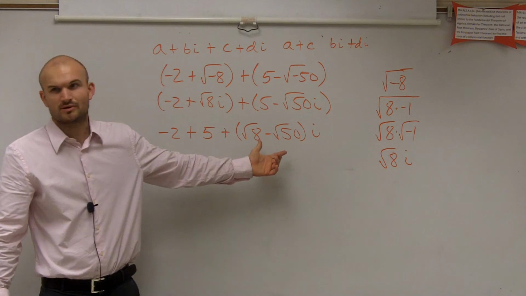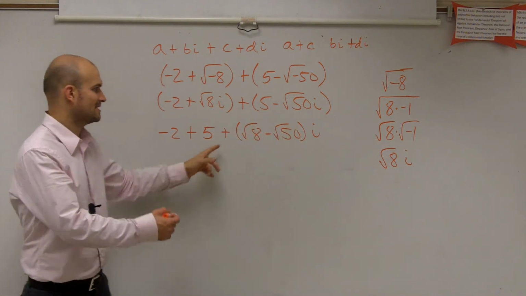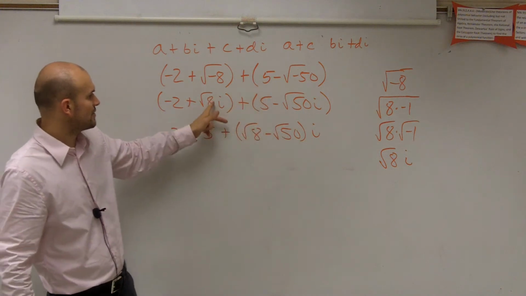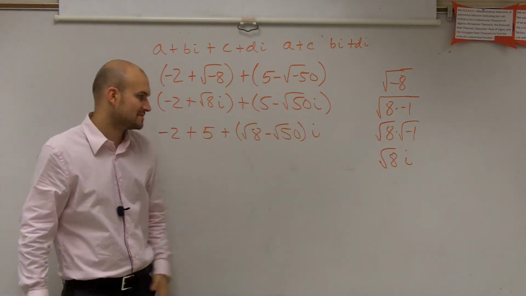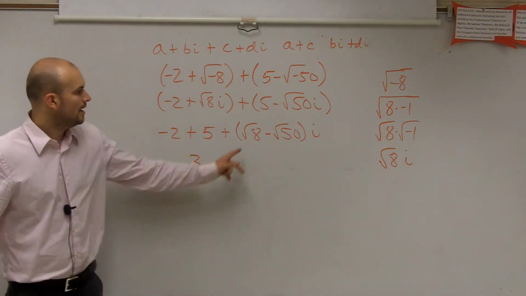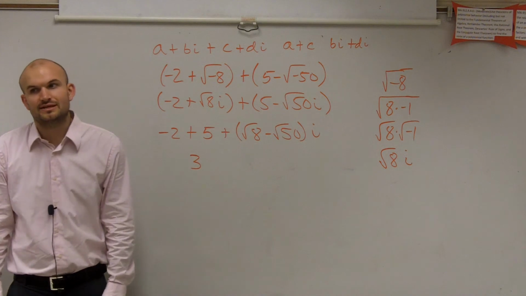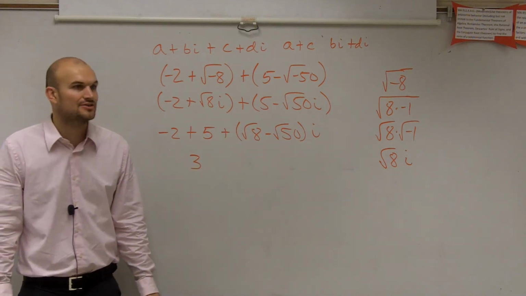Does that make sense? Or you guys want me to write it a different way? I distribute it. So it's the same thing as just saying square root of 8i minus square root of 50i. I'm just taking the coefficients and writing them together. So here, this one's easy. 3. However, square root of 8 minus square root of 50, you cannot tell me that's going to be square root of negative 42. You cannot do that.